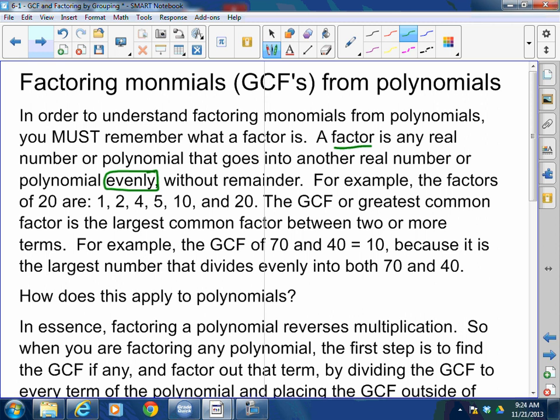You got to know your factors. How do you know your factors? By knowing your times tables. Okay, if you know your multiplication tables, this is going to be a joke. If you don't, I would get on it, please.